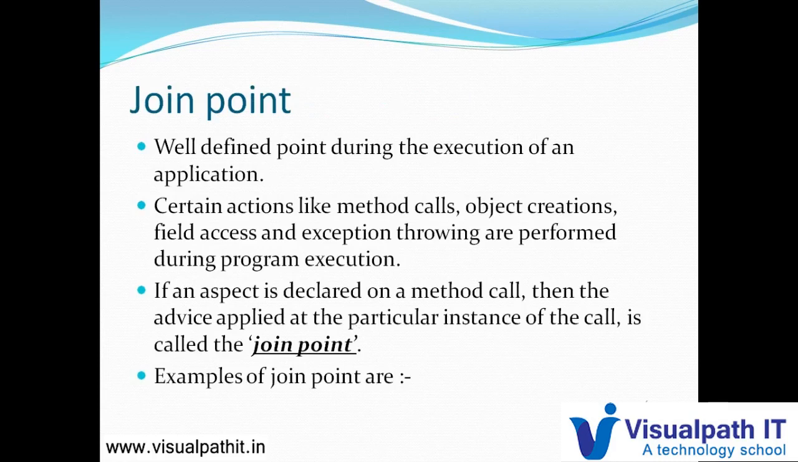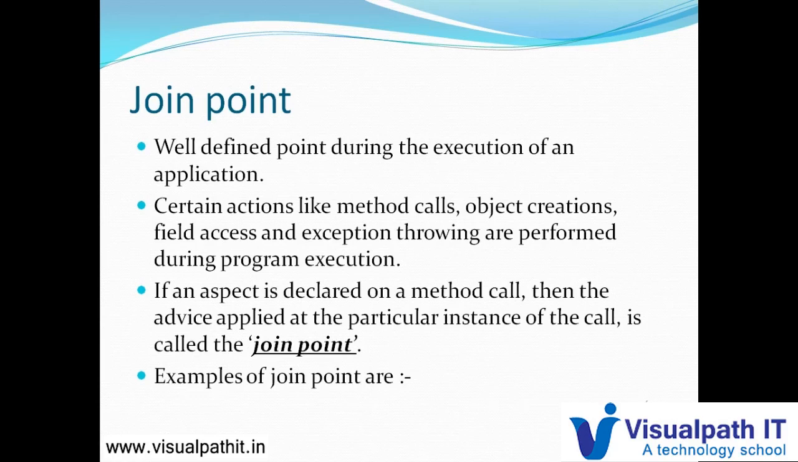Join point. What exactly is a join point? It's a well-defined point during the execution of an application. We have a few actions like method calls, object creations, field access and exceptions throwing. These are performed during the program execution.